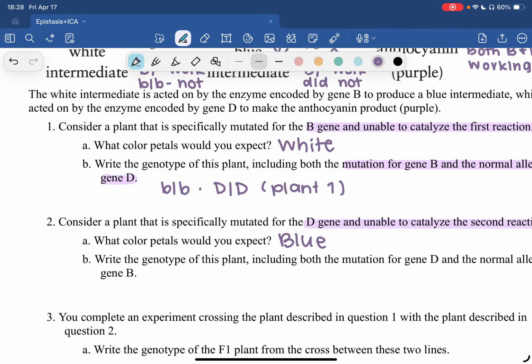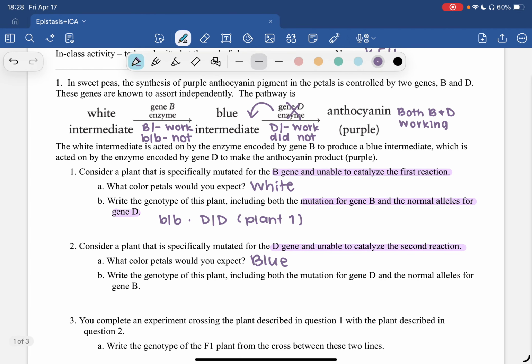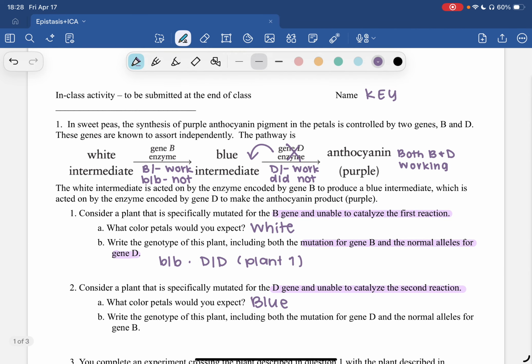Again, remember, if there is a mutation in this D enzyme, remember B would work, so you'd get that blue intermediate. You'd go to the gene D enzyme, jump back a space because it cannot keep going forward because the enzyme does not work. So that's why you would get that blue color.